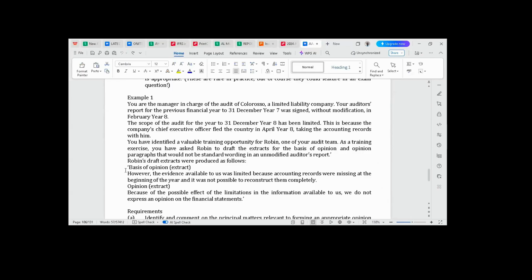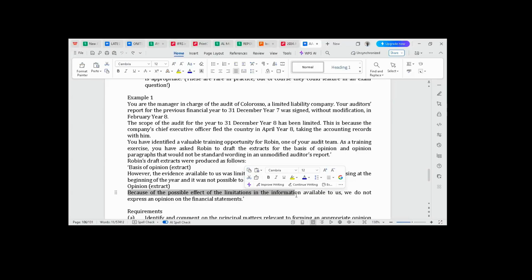This is the draft extract. Basis for opinion extract: However, the evidence available to us was limited because accounting records were missing as of the beginning of the year, and it was not possible to reconstruct them completely. And the next one on opinion: because of the possible effect of the limitation of scope on the information available to us, we do not express an opinion on the financial statements. What that means is that from what Robin put here, it did not envisage an aspect of fraud. But it's a possibility.